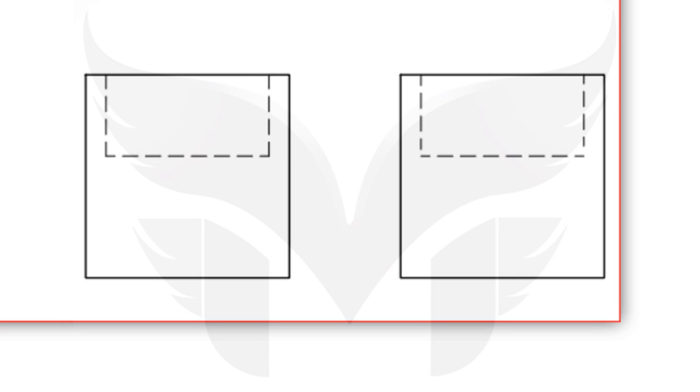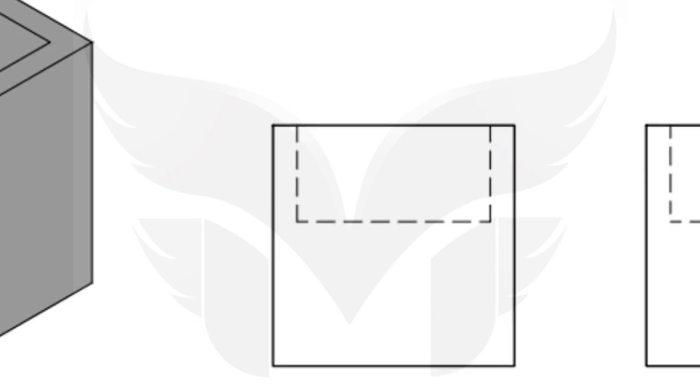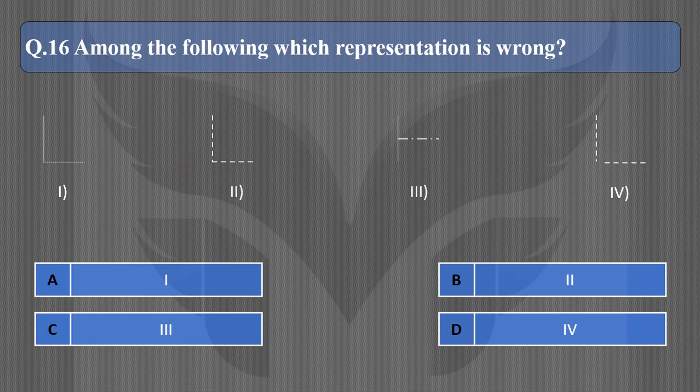But there is a mistake in one of the views in the representation of a hidden line. If we take a closer look at this region, we can see there is a gap where two hidden lines are meeting each other. There should not be a gap, they should be connected, like in this another view, which is perfect. So now we can choose the correct option for this question. So the correct option is D. Next question.